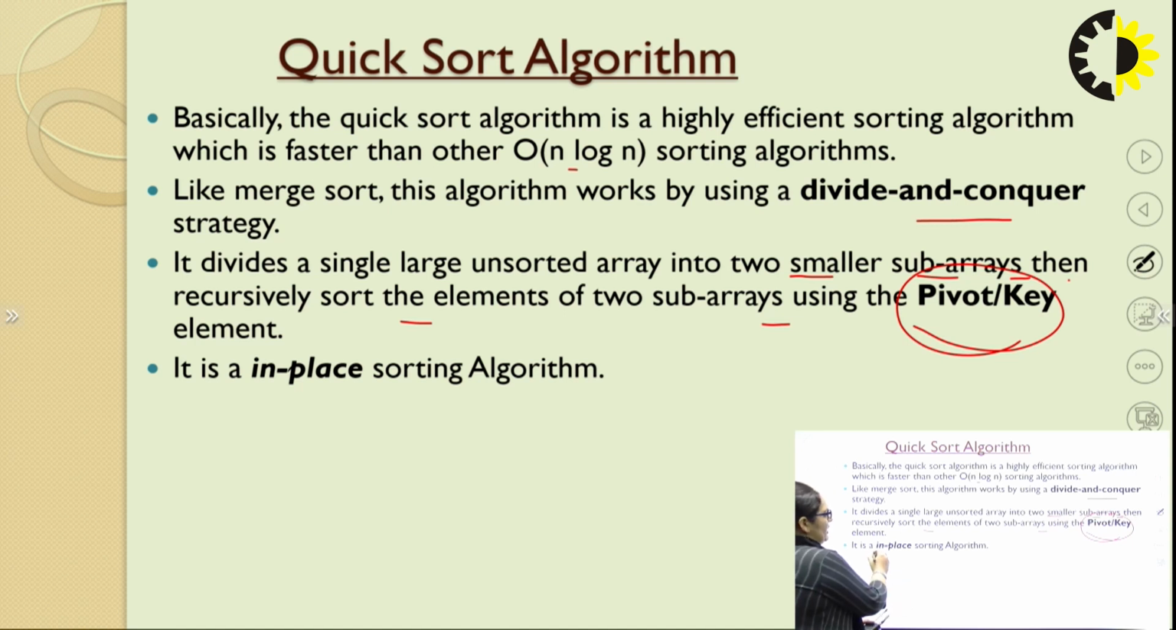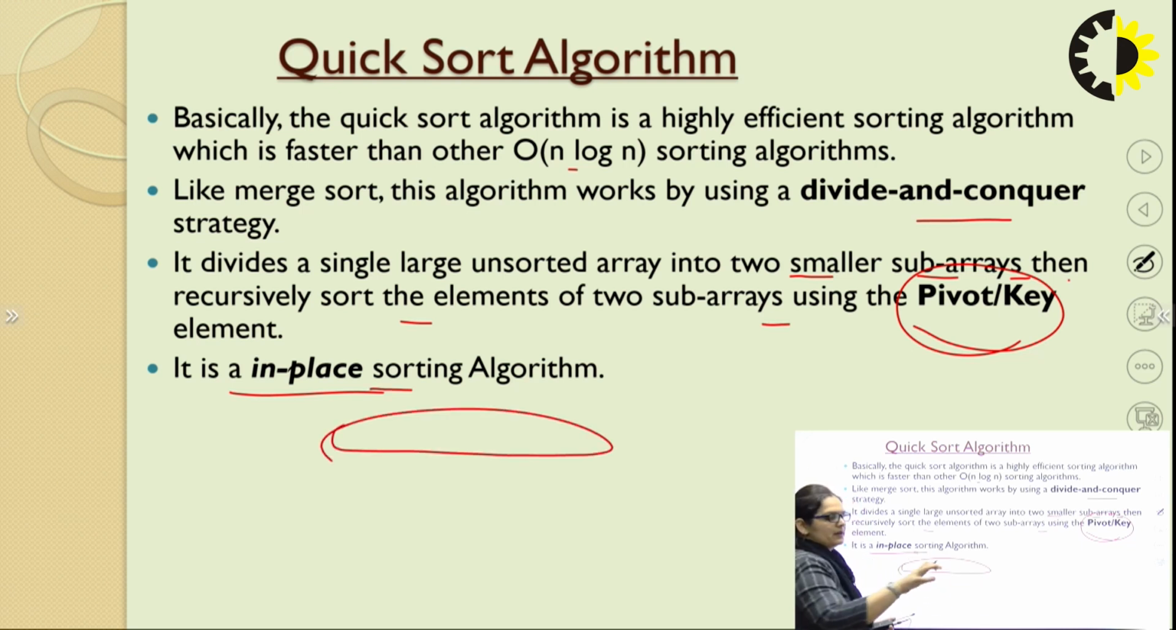Also, quick sort is an in place sorting algorithm. In place means we do not need any additional space to sort the elements. We sort the elements at their original memory location. We do not need any additional space or external memory to sort the elements. That's why it is known as an in place sorting algorithm.